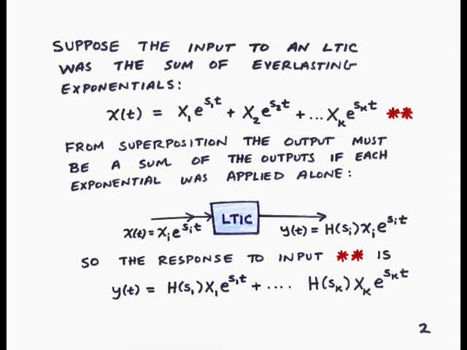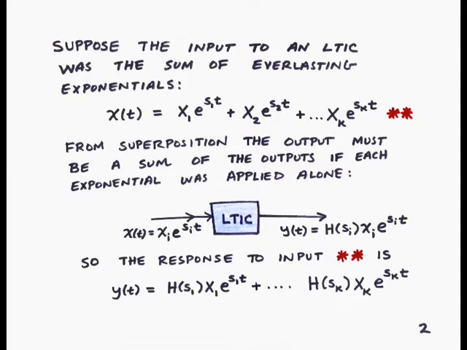So now let us suppose that instead of putting in a single everlasting exponential, we put in an input that's a sum of everlasting exponentials. X of t is x1 e to the s1t plus x2 e to the s2t plus and so on through xk e to the skt. That expression I label double star here.